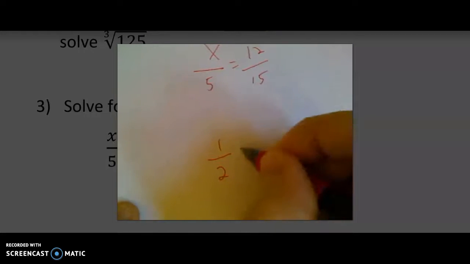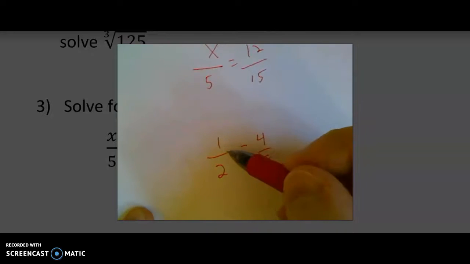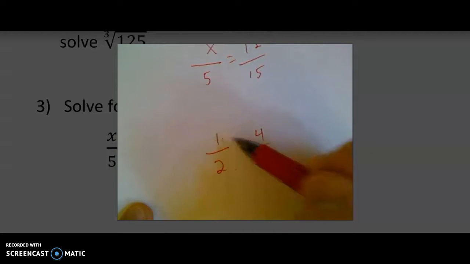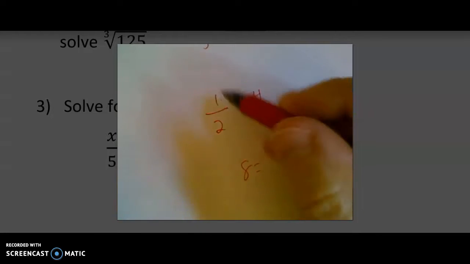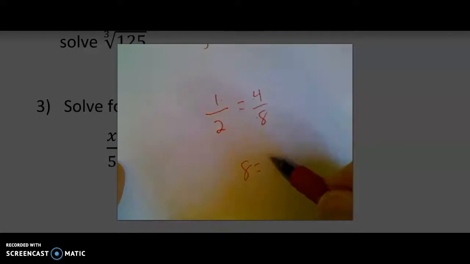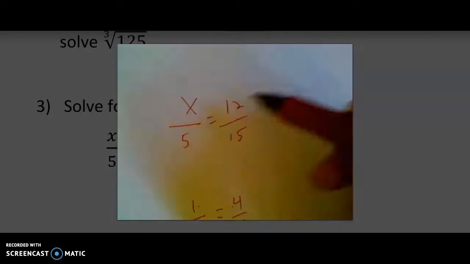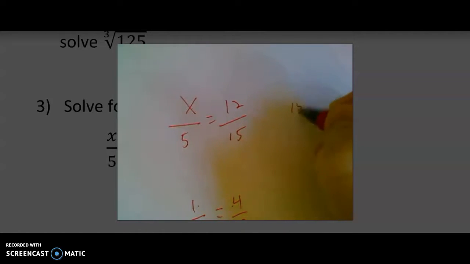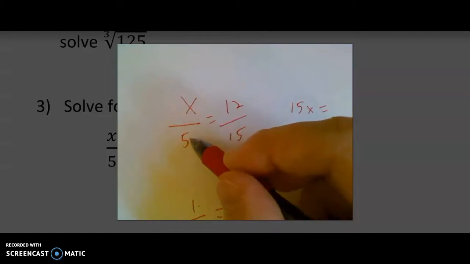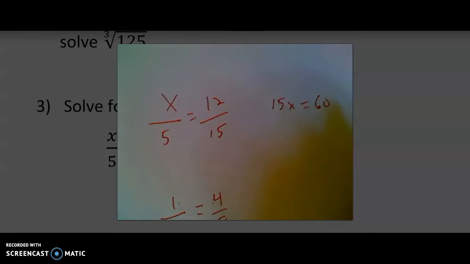Like if you have 1/2, that's the same thing as 4/8. The cross products, as in 1 times 8, always equals the other cross product, as in diagonally. So 2 times 4, right? So you can use that identity of proportions to then also solve this and go x times 15 is going to equal 12 times 5. And then just go ahead and solve the equation.